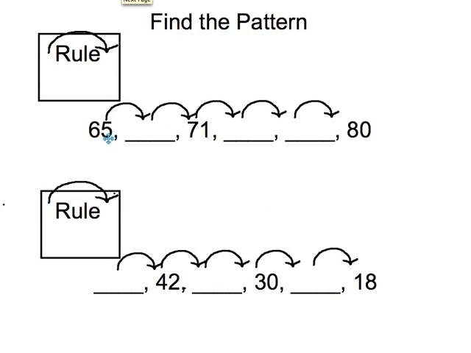So here I have a problem going from 65 to 80. It's getting bigger, so I know I'm probably adding or multiplying. 65 to 80 really is not that much of a difference, so chances are good I'm just going to be adding. I take two numbers that I do know, 71 and 80, and I want to subtract them. I want to figure out how far apart 71 is from 80. You could count on, or you could take 80 minus 71.